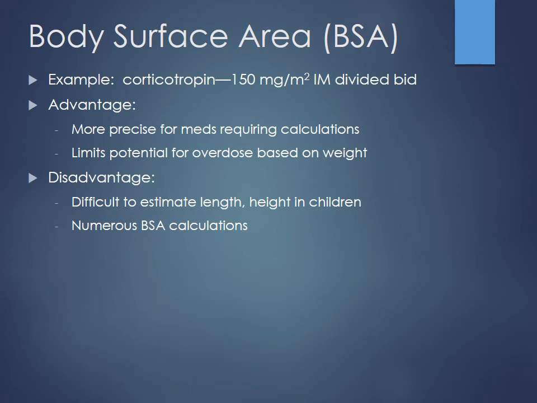The other thing you might see, especially if you deal with hemonc kids or kids who are getting cancer treatment, you will see body surface area being used pretty frequently. Another example would be corticotropin. You may see it used for some stimulatory testing for certain endocrine conditions. This one would be used at, say, 150 milligrams per meter squared.